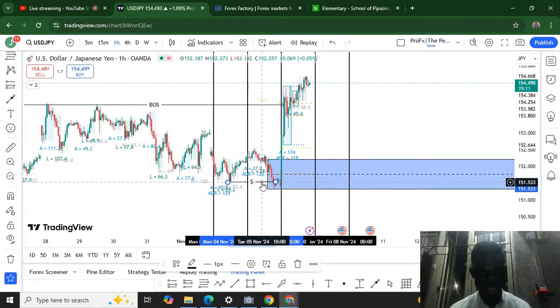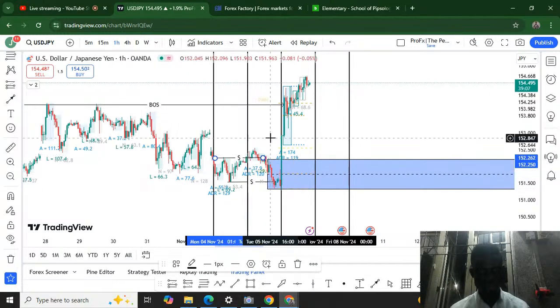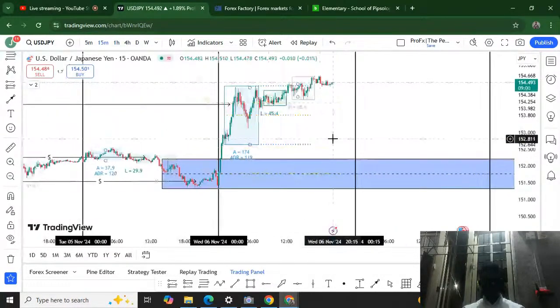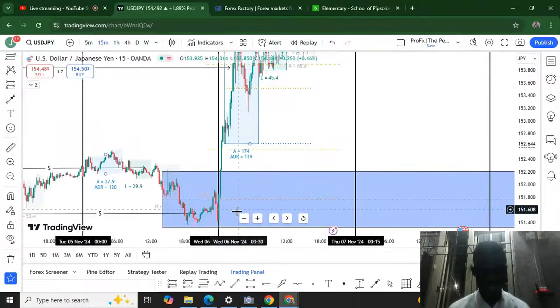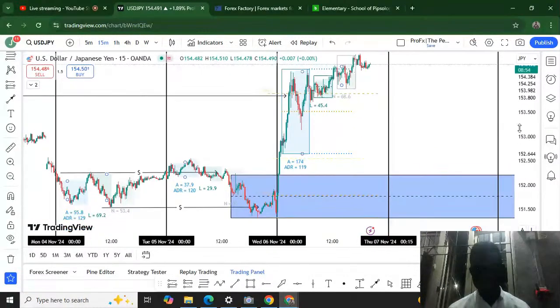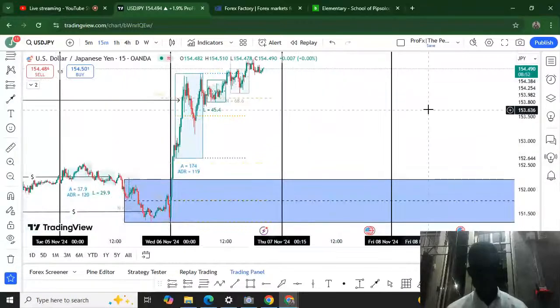Can we see that? It took out Monday's high, Monday's low, and pushed up. So that there is the accumulation and manipulation. So Tuesday started distributing into Wednesday. So Thursday and Friday, we might expect a pullback.